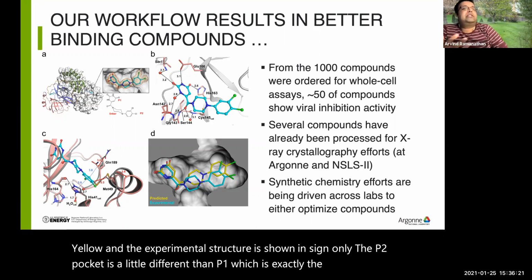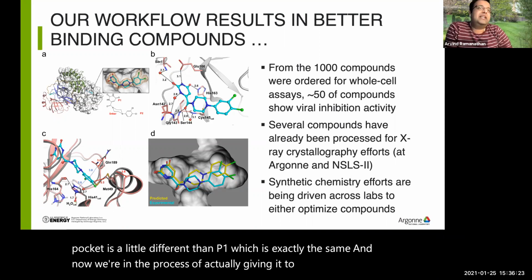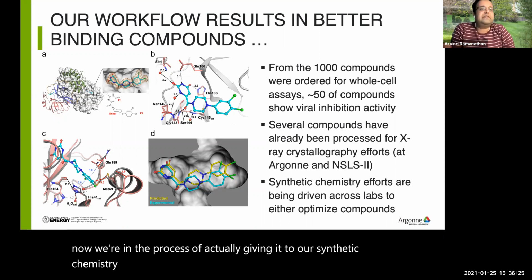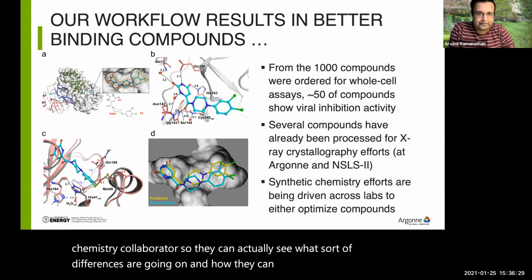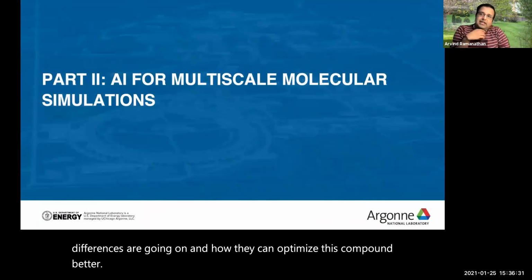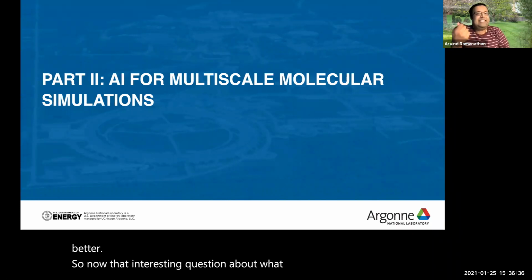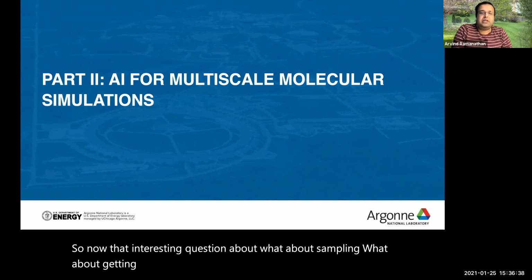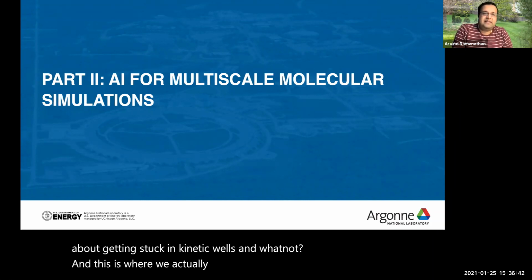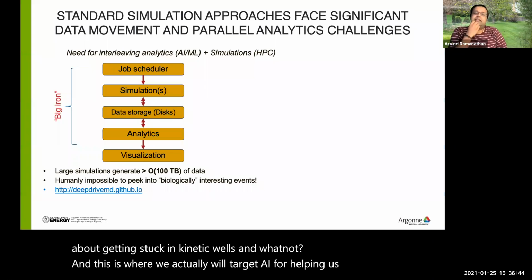And now we are in the process of actually giving it to our synthetic chemistry collaborators so they can see what sort of differences are going on and how they can optimize this compound better. Right? So now that interesting question about what about sampling, what about getting stuck in kinetic wells and whatnot. And this is where we actually will target AI for helping us do multiscale molecular simulations.